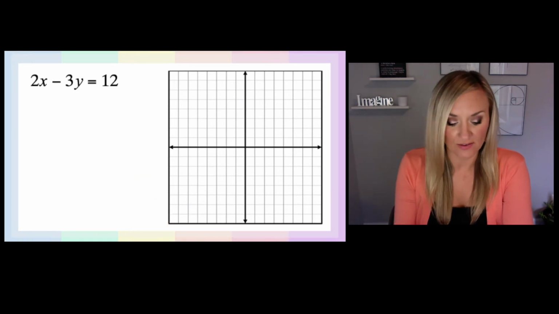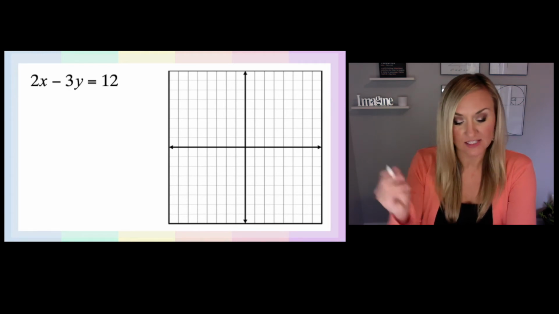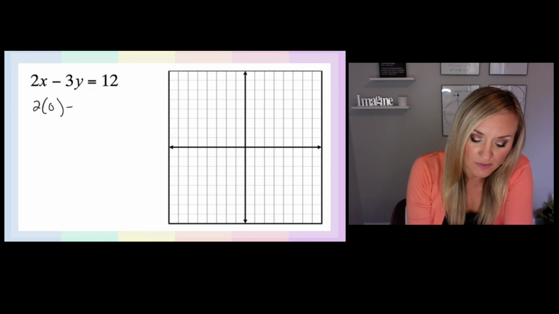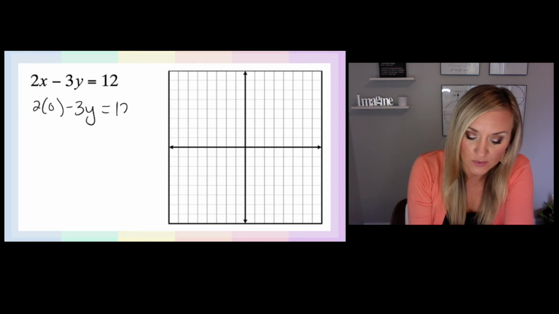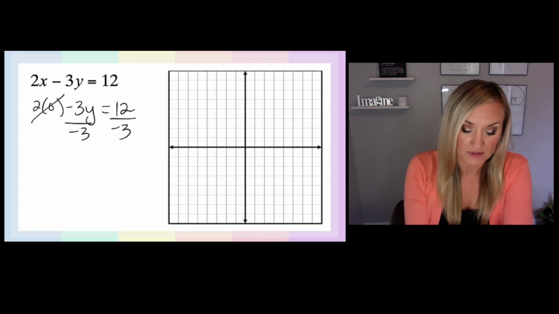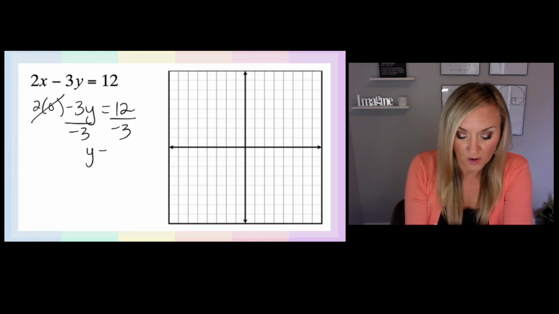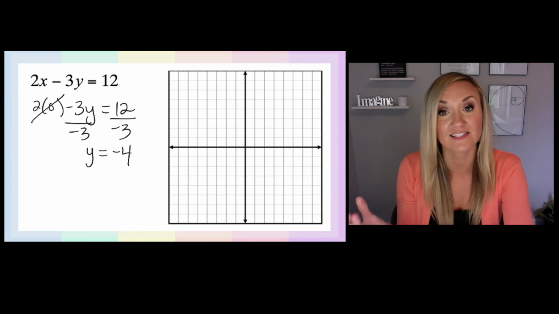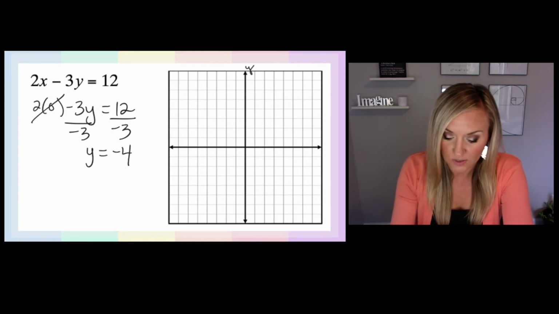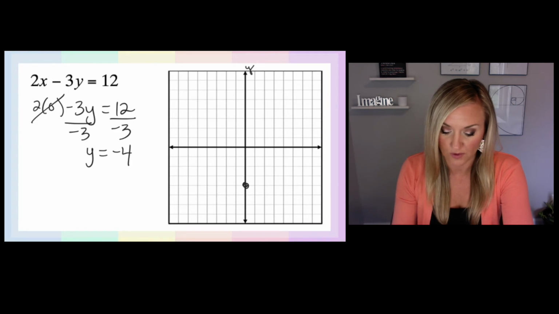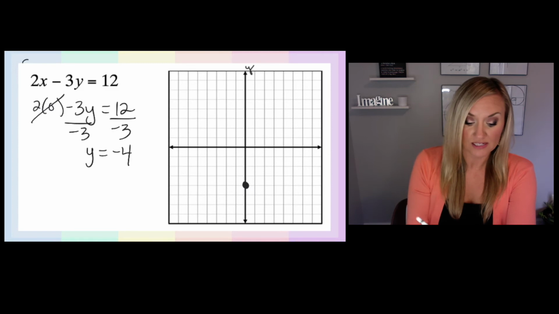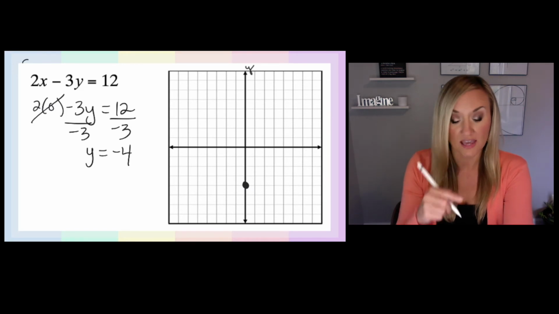Here is another example. All right, so I'm going to plug in 0 for x. So here we go. 2 times 0 minus 3y equals 12. When we divide by negative 3, because 2 times 0 is 0, our y is a negative 4. That's our y-intercept, guys. So on the y-axis, we're going to go down 1, 2, 3, 4, and plot our y-intercept. Now let's do the same for the x-intercept.